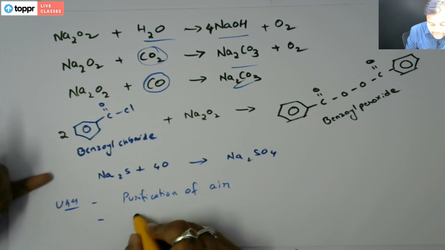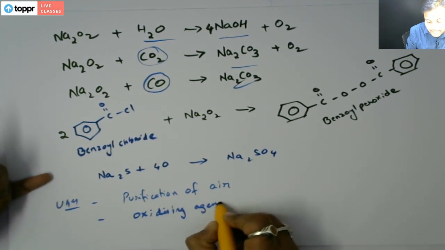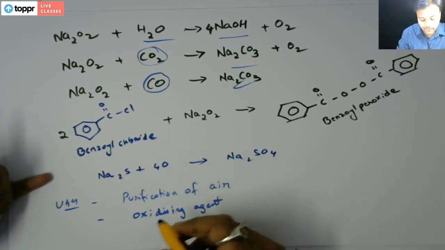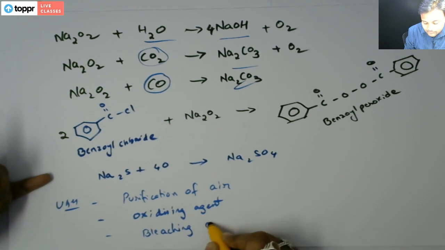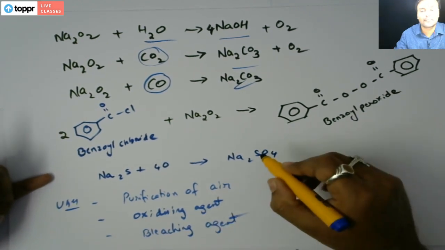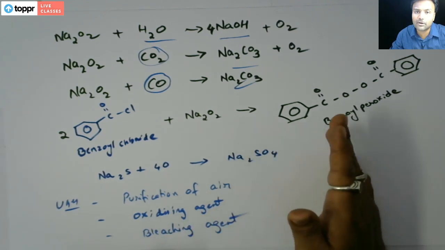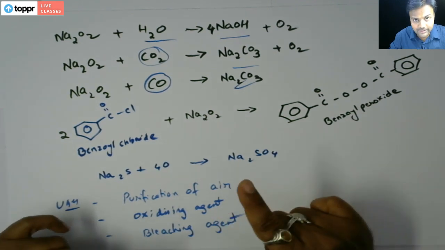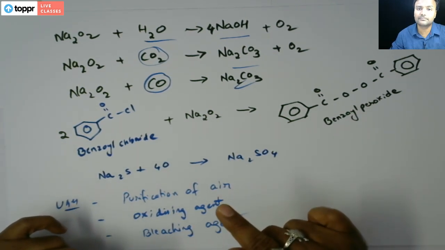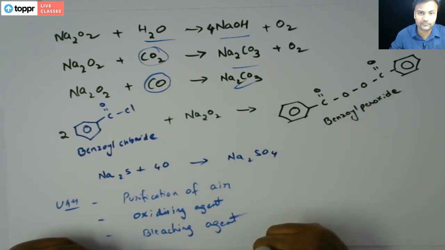It is also used as an oxidizing agent. It is used as a bleaching agent. So these are the main uses of sodium peroxide. So we have seen 2 oxides. One is sodium oxide, the other is sodium peroxide. Now the next element in group 1 is potassium.